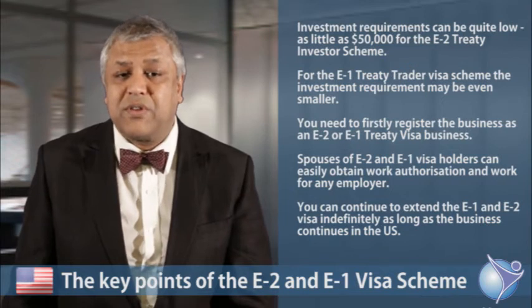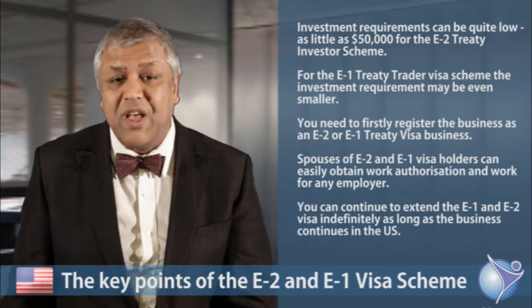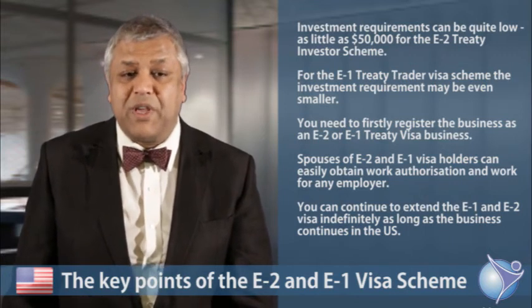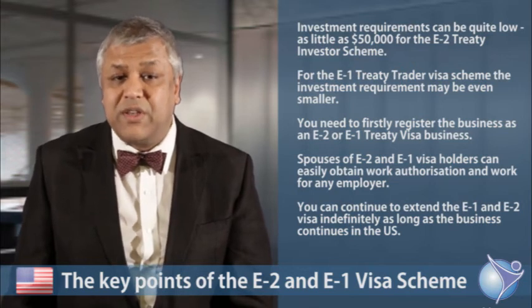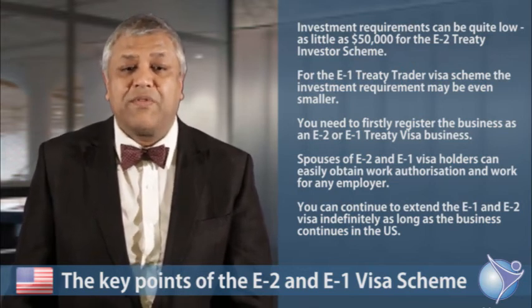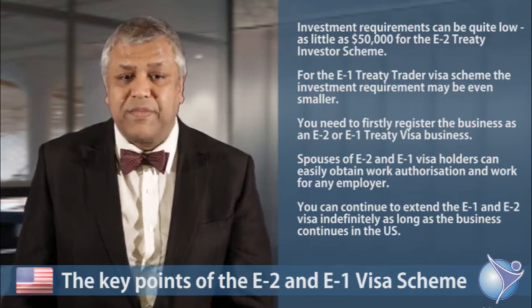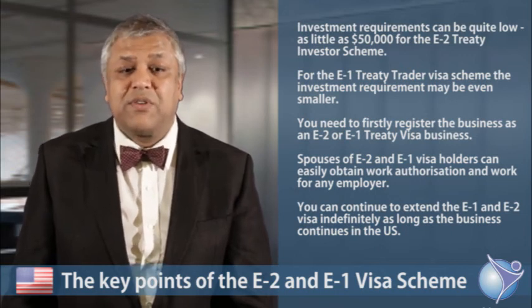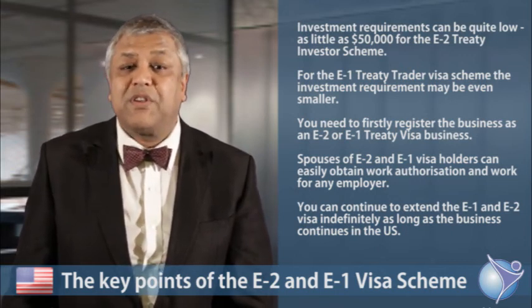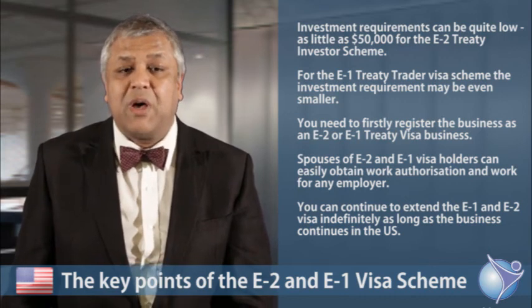Once the business is registered, it is easier to obtain work visas than for many other non-immigrant visa categories such as the L1 visa or H1B visa. Spouses of E-2 and E-1 visa holders can easily obtain work authorization and work for any employer. Dependent children are also allowed entry. You can continue to extend the E-1 and E-2 visa indefinitely as long as the business continues in the US, perhaps beneficial for some people who do not want permanent residence in the US. The US taxes permanent residents on worldwide income.